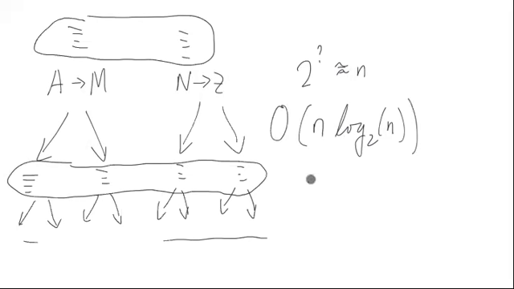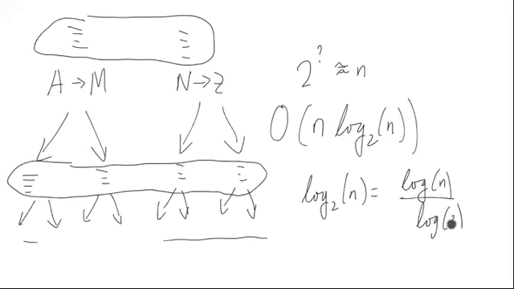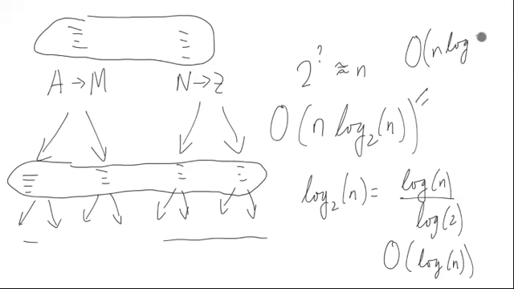Now keep in mind that we can use a change of base. So now 1 over log 2 is like a constant. So this is just the same as O of log n. Okay. So in terms of log base 2 of n, the overall complexity right here could just be written as big O of n log n. And that's the complexity of this sorting algorithm.